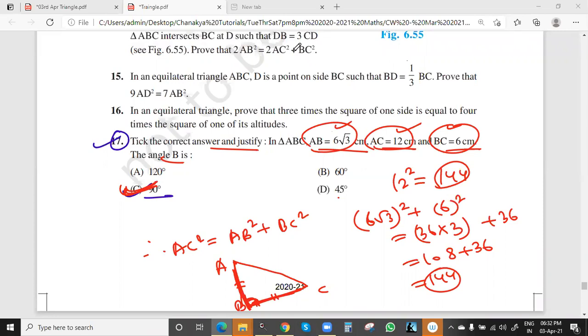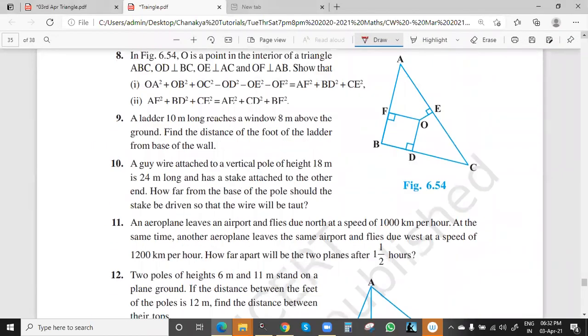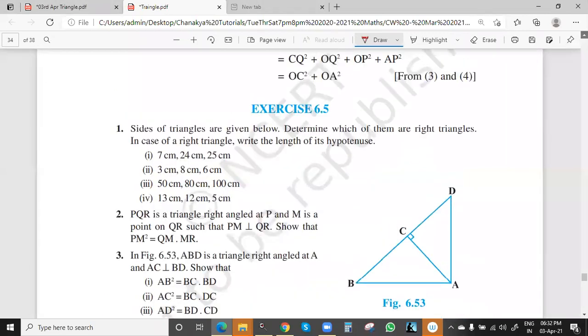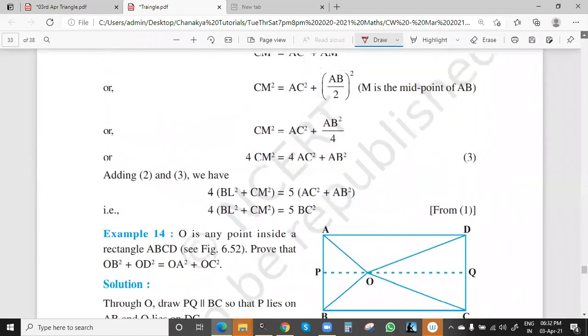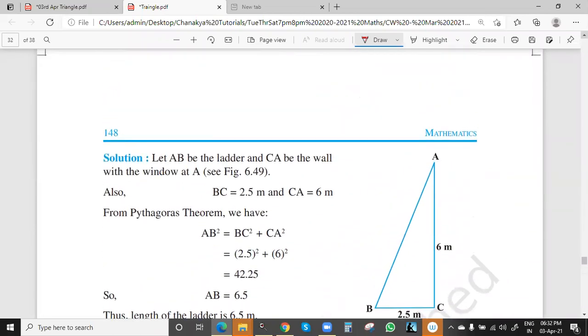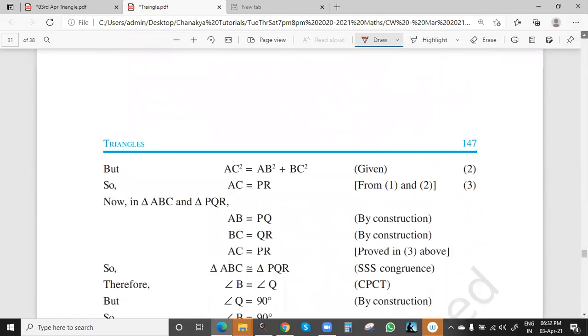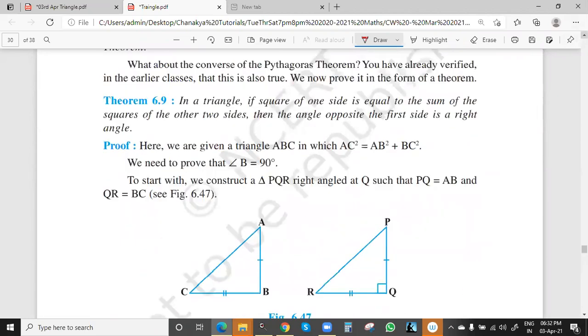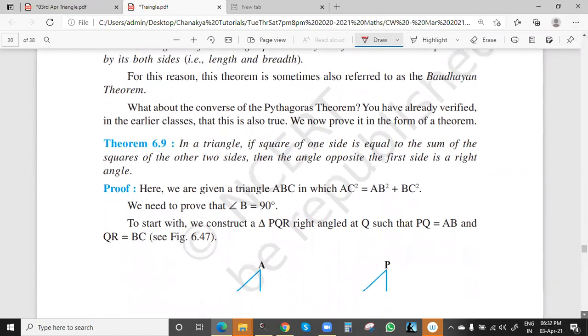Sir, can you explain the Pythagoras theorem proof once? So the proof is here. Start of this exercise. Yes, sir, the converse of the Pythagoras theorem. This is the converse of the Pythagoras theorem, you can say.